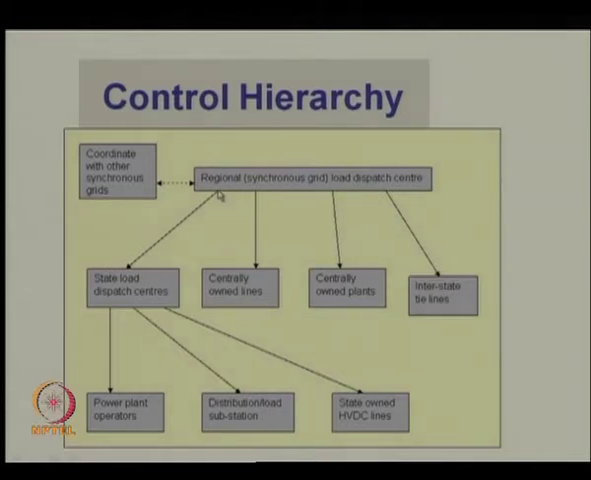The Regional Load Dispatch Center monitors the overall grid and also sometimes gives instructions to state load dispatch centers. The state load dispatch centers themselves directly communicate with power plant operators, load stations and so on, which is in their jurisdiction. The regional load dispatch center may have a few assets which are under its control, for example, interstate tie lines, centrally owned plants and centrally owned lines. So, this is basically the manual control hierarchy.